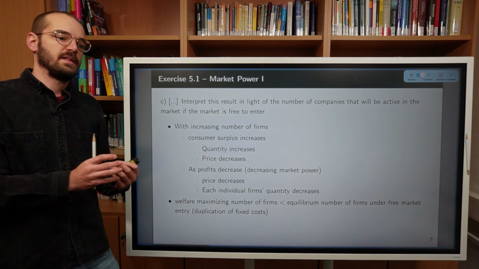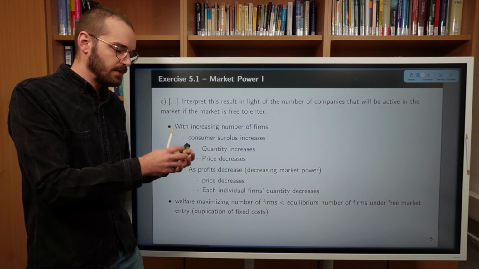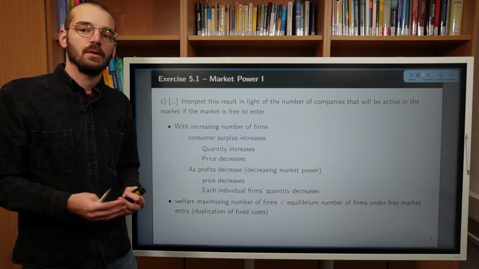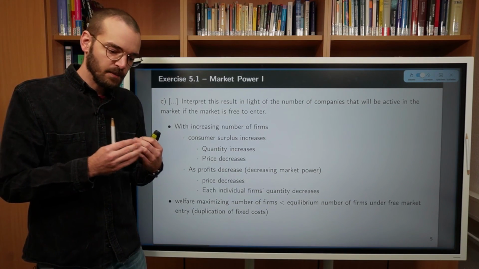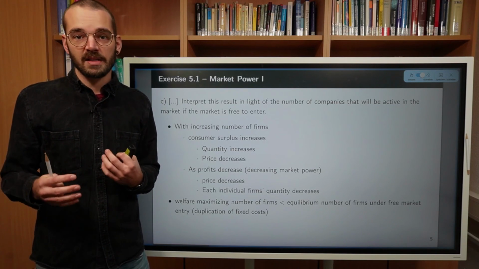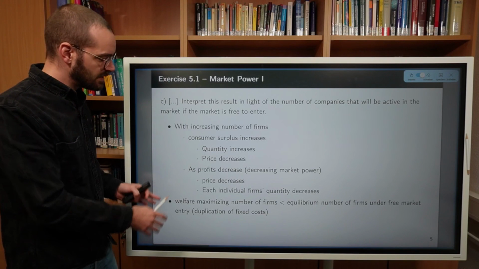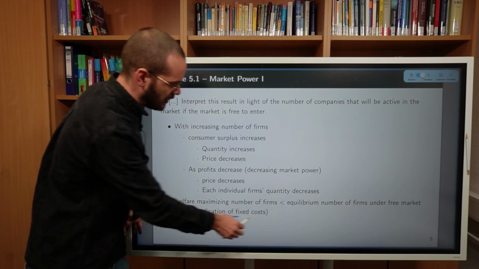Okay, and then just to get a better understanding of what is the driver behind this, well, it really comes down to this overproportional decrease in profits, which of course is due to the duplication of fixed costs.